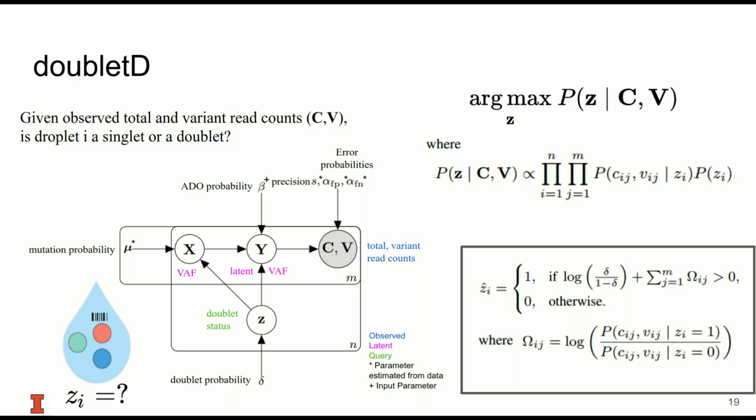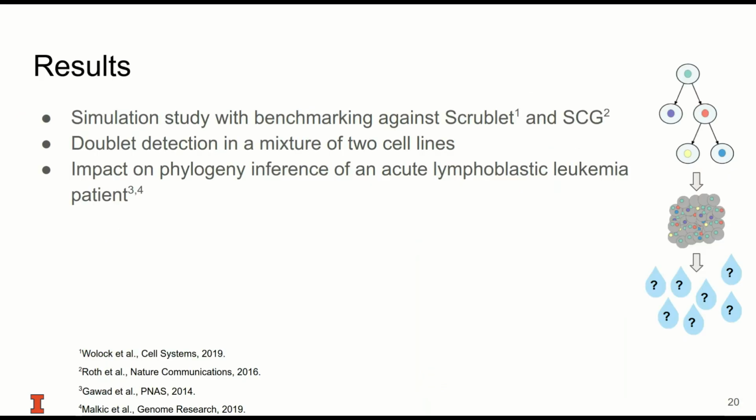doublet. So to assess the performance of doubletD, we performed a simulation study, including benchmarking against a single-cell RNA sequencing method called Doublet and a single-cell genotype inference method, SCG, which also has a doublet detection mode. Additionally, we looked at doublet detection in a mixture of cell lines, as well as the impact of doublet removal on phylogeny inference. However, due to time constraints, I won't have time to discuss this last result, but they can be found in our paper.